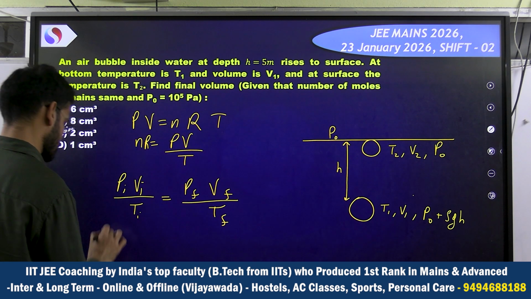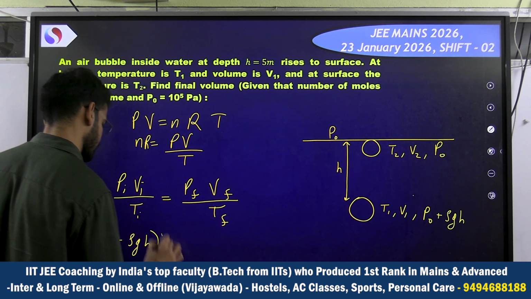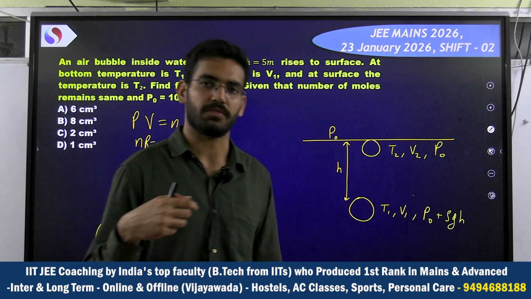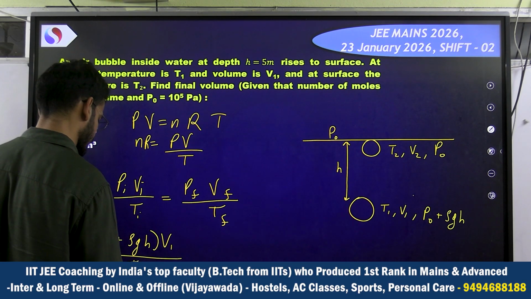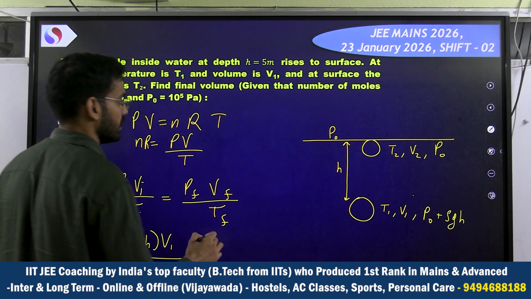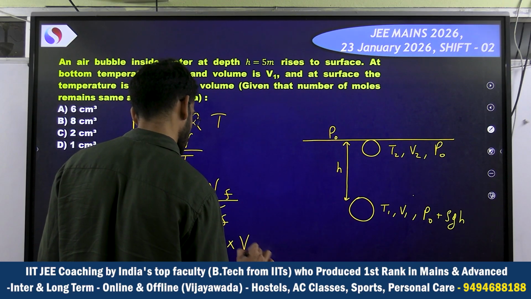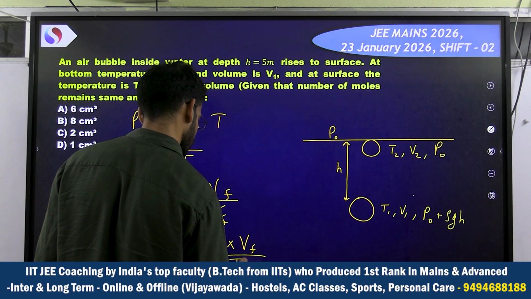P1 pressure is P0 plus rho gh. Volume V1 is given. In the original question, it will be given in the form of a numerical value. Temperature T1 will be given to you. P final is P0, into V final, which he is asking you to find out. And temperature T final will be given, which is T2.